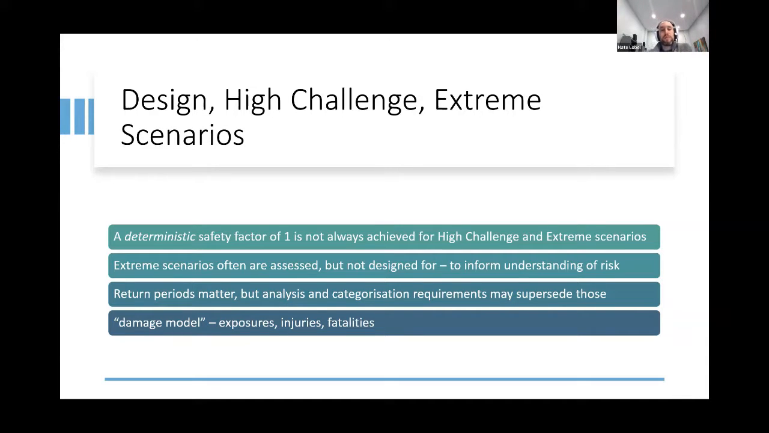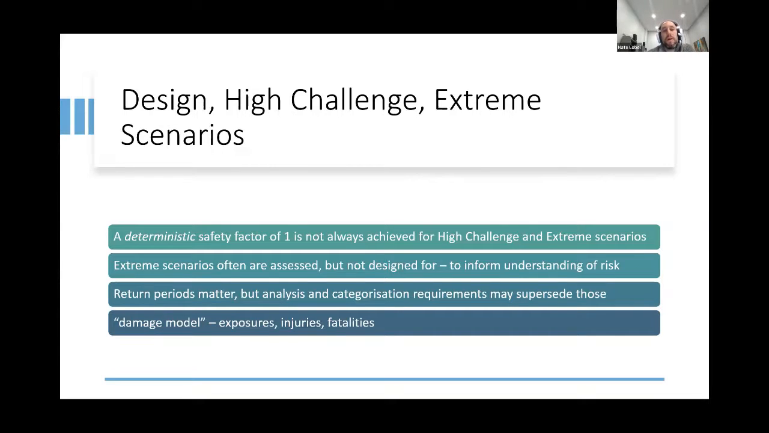For these sort of scenarios, it's not unheard of for a high challenge fire to not always have a deterministic safety factor of 1. So your model might show that some people are injured or some fatalities occur, but then you can look at the risk-based approach.